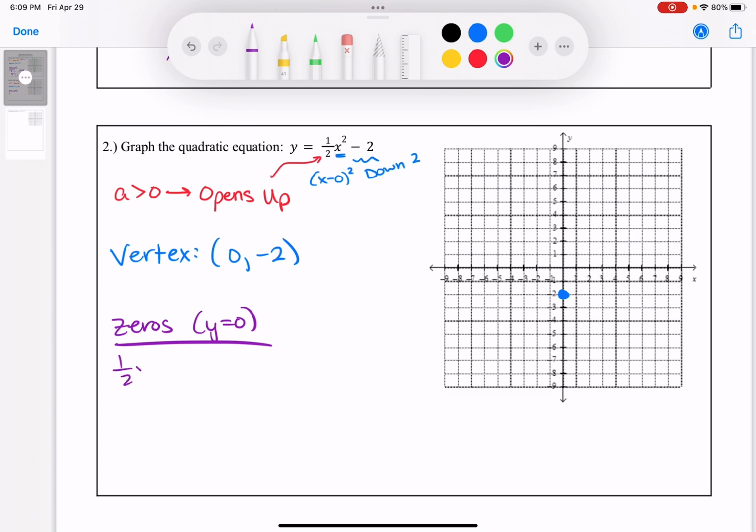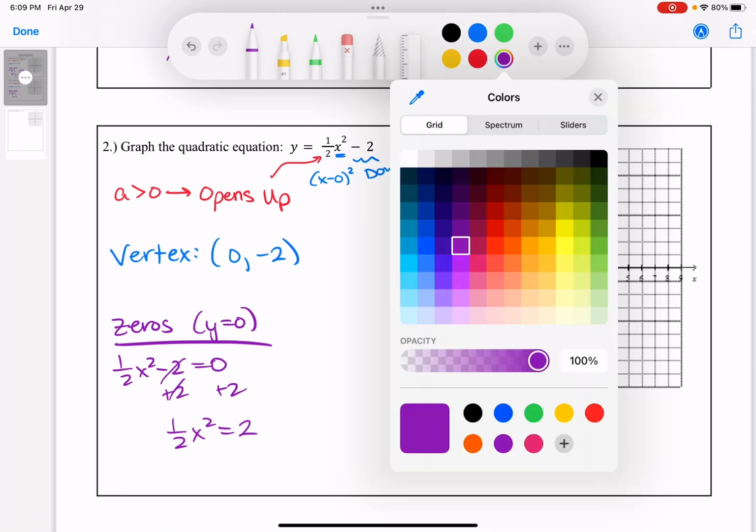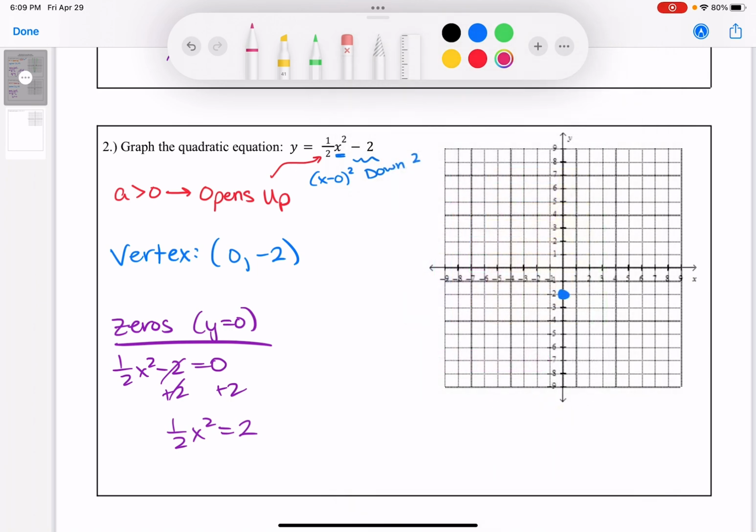So I have 1/2 x squared minus 2 equals 0. I'm going to add 2 to both sides to start with, although you could have started with clearing your fraction. So you could either add 2 to both sides first or clear your fraction first. Hopefully you remember how you clear a fraction. We multiply by the denominator, right? We never divide by a fraction. We multiply by the denominator.